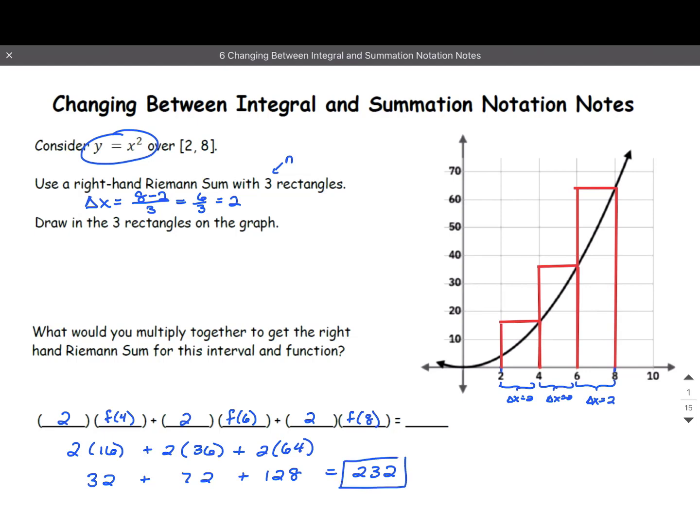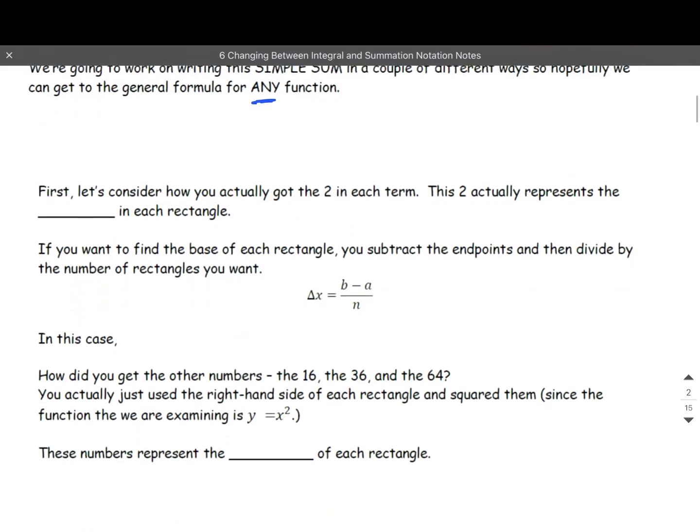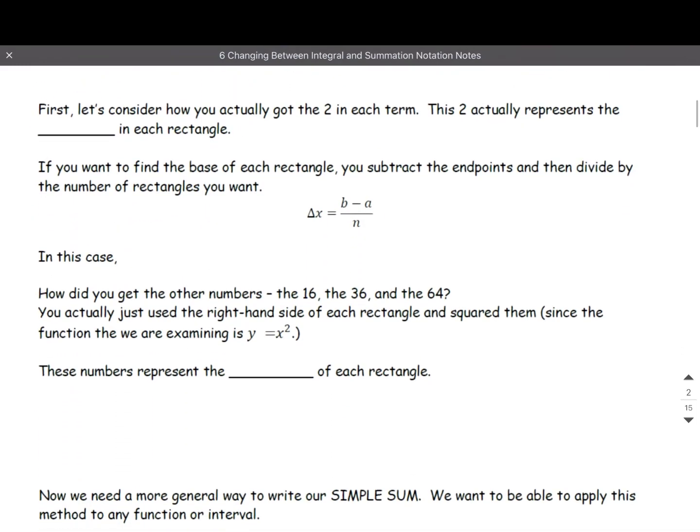Okay, not so bad. Now what we're going to do is work on writing this nice simple sum in a couple of different ways. So hopefully we can get a general formula for any function. Okay? It's going to look more complicated before it becomes simple. So bear with me. Okay?